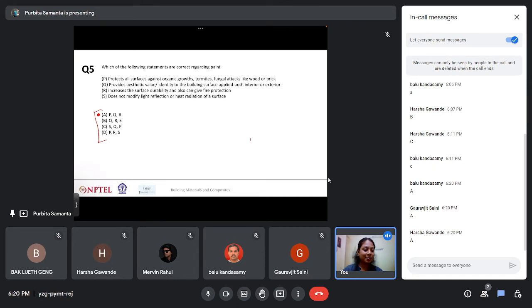So yes, it's absolutely PQR, and also it depends upon the color of the paint and the type of paint that you are using. The lighter the paint color is, the more will be the light reflection. So of course, the color of paint is very important, or rather paint plays a very important role in the light reflection or the heat radiation of a surface.